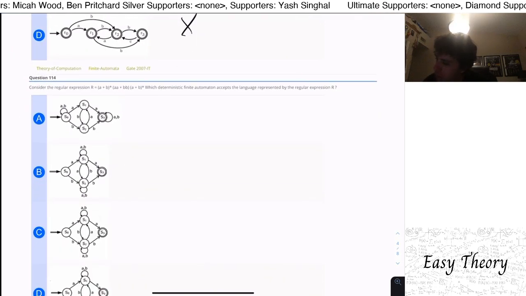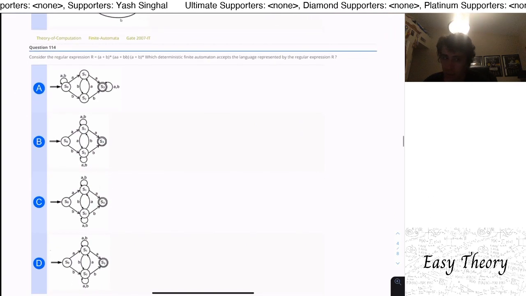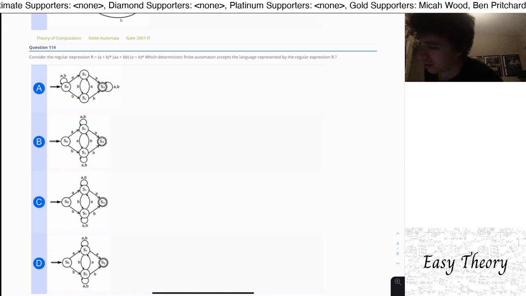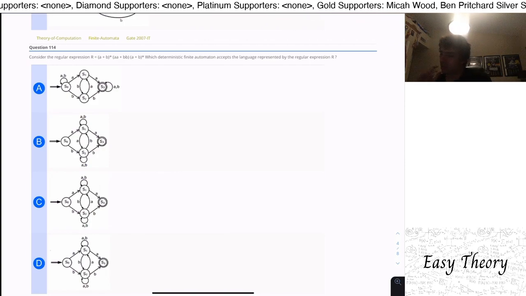Consider the regular expression whatever. What DFA accepts this? Well, A is not. Well, these are not deterministic automata for sure. So the question is wrong to start with. What else can we say?